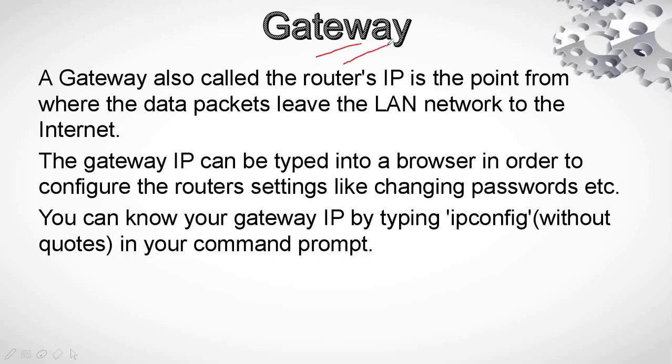So let's start our discussion with gateway. A gateway, also called the router's IP, is the point from where data packets leave the LAN network to the internet. Basically, you have the router in your house. So every router in a certain network has an IP address. Like you connect any device to a certain LAN network, such as your mobile phone or laptop. That device has a certain local IP address which we had discussed in the previous video, and how it gets that IP address. You can consult the previous video to know about that.